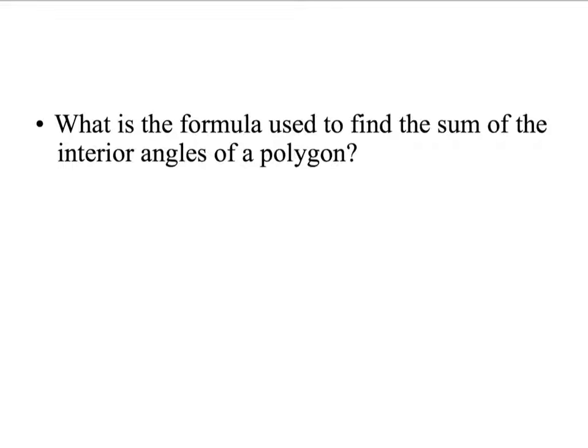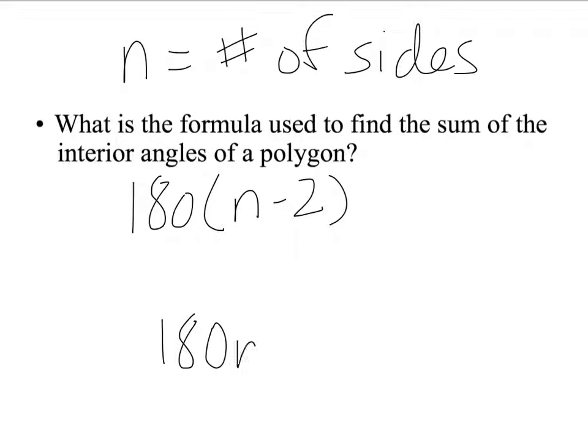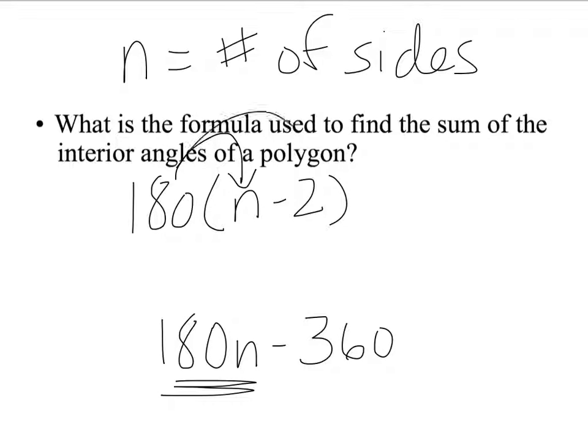What is the formula used to find the sum of the interior angles of a polygon? That formula is 180 times n minus 2, where n equals the number of sides. So you can also see this written as 180n minus 360, and that just is 180 times n gives us 180n. 180 times negative 2 gives us negative 360.